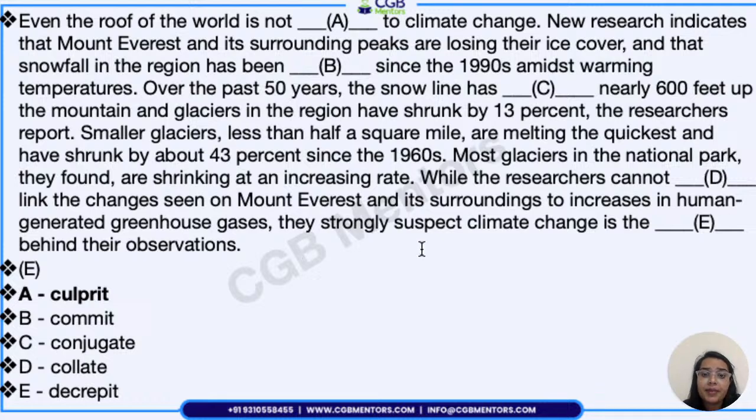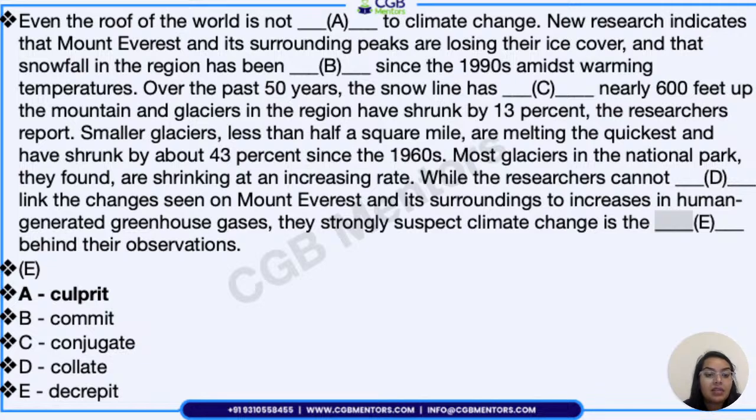They strongly suspect climate change is the culprit behind. Of course, not literally, but metaphorically. With the, I need a noun in blank E. So definitely what I'm gonna do here is use a noun. There was no other noun here. But yes, we do have some other words over here.